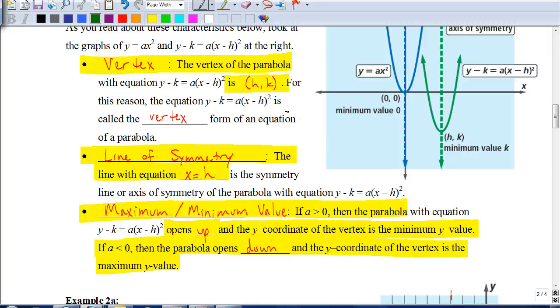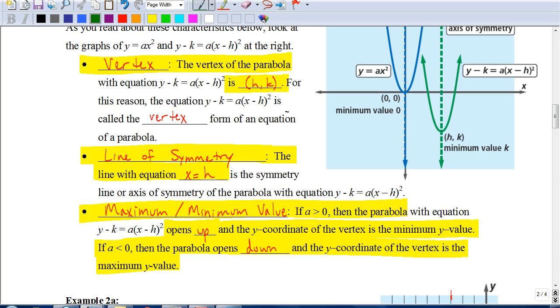Okay, so in this video we're going to look at how we can use what we just talked about in the previous video with the vertex form of a parabola to be able to graph a parabola more efficiently. And then we're going to conclude the video by just summarizing some things dealing with translations some more.